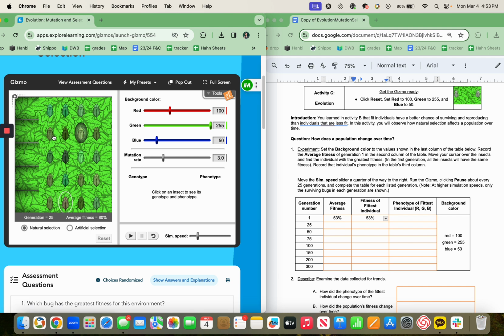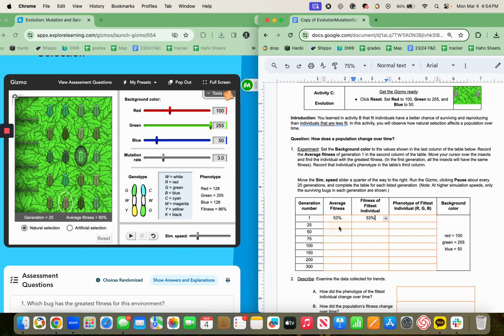81, 75, 81, 82, 82, 81. Okay. This one was 82. This one is 86. So I would say the average fitness is going to be 80, and then the fittest looks like it's 86. And the phenotype of the fittest is going to be this: red 128, green 255, blue 128.